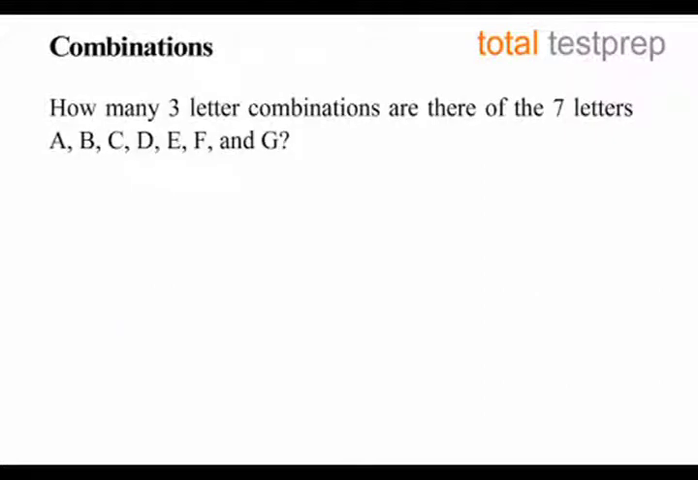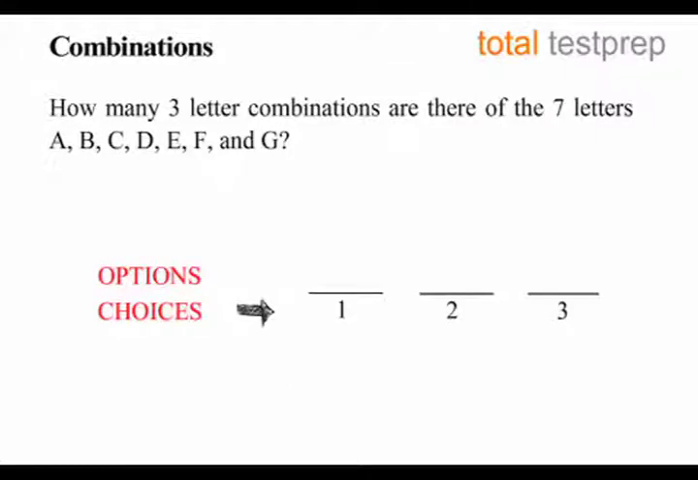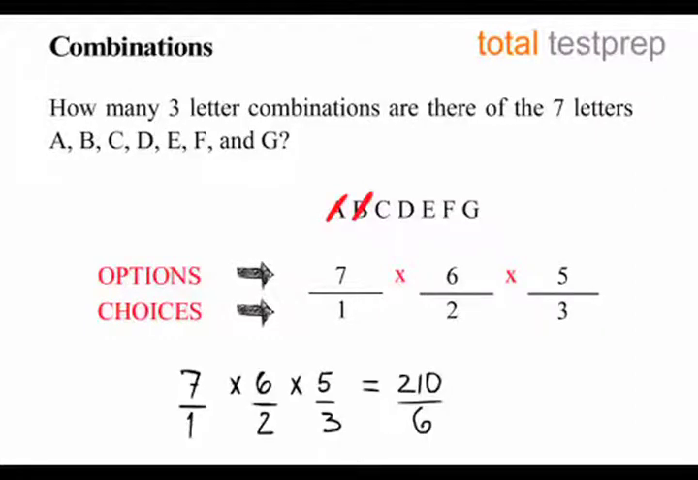So let's practice again. How many 3-letter combinations are there of the 7 letters A, B, C, D, E, F, and G? Once again, let's think in terms of options and choices. If we're asking how many 3-letter combinations there are, we have to make 3 choices. We have to pick 3 letters from these 7 that we're given. So we have 7 options for the first choice, 6 options for the second choice, and 5 options for the third choice. We multiply these together as if they were fractions, so we get 7 over 1 times 6 over 2 times 5 over 3, which is 210 over 6, or 35.